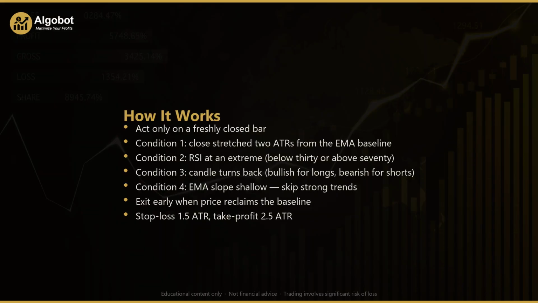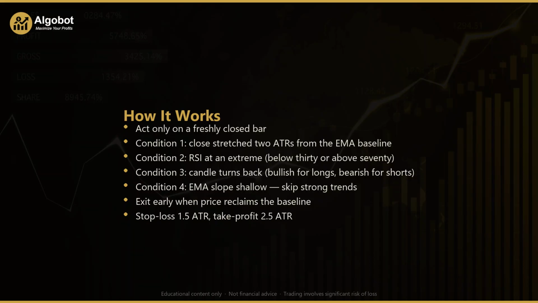Let's walk through the exact logic, step by step. The strategy evaluates its rules only when a new bar has fully closed, using the values from that just closed bar. This keeps every decision fixed and repeatable. First, the strategy calculates four things from the recent history: the exponential moving average baseline, the average true range, the relative strength index, and the slope of the baseline compared with the previous bar. Before looking for any new trade, it checks whether a position is already open. If one is, it manages that position instead of opening another.